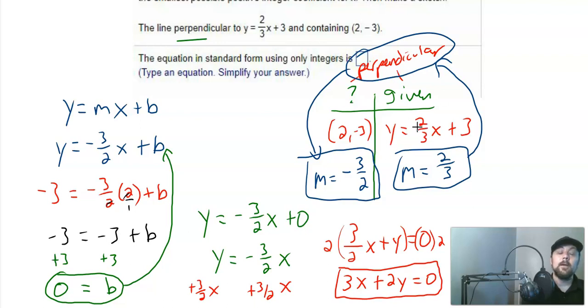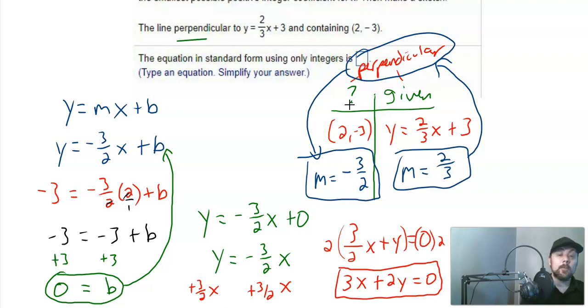This one I gave as a problem for you to try, and part of this was chosen for that reason, because there are some parts of this problem that make it a little bit easier, even though it's perpendicular. One is that this is already in slope-intercept form, so you didn't have to solve it for y. It was already solved for y. So right away you get the slope, which is 2/3.